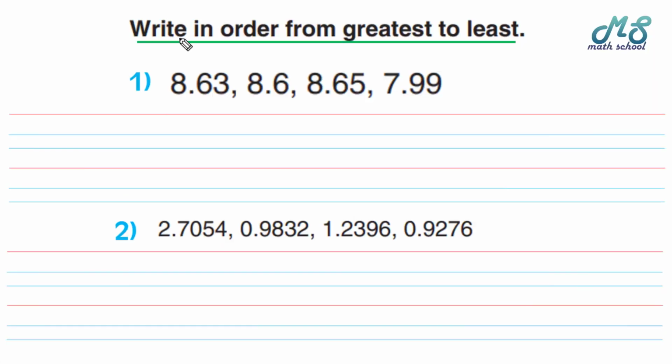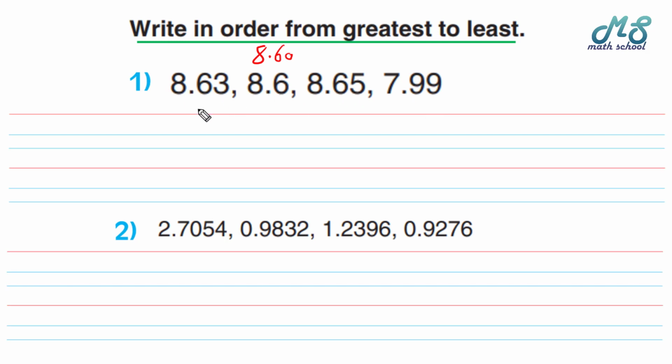Next exercise, write in order from greatest to least. First step, equate the decimal places. 2 decimal places, 1 decimal place, so you have to write it as 8.60. 2 decimal places, 2 decimal places. Now, find the greatest one. 8, 8, 8, they are the same, 7, so this is the least one.